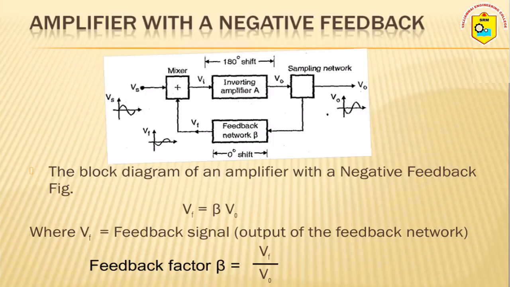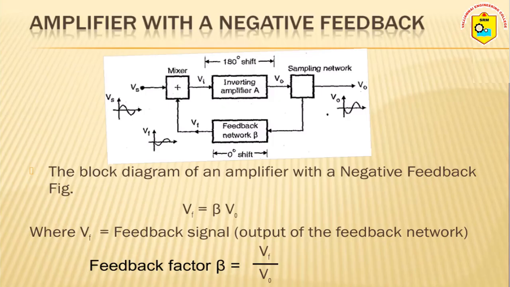Here an inverting amplifier is used for providing a 180-degree phase shift, and part of the output of the amplifier is sampled. You can see that the positive input goes to negative and negative to positive due to this inverting amplifier, and it is fed back to the feedback circuit. Here you have no phase shift and you get a signal similar to V0. Then the mixer combines Vs and Vf and provides Vi.